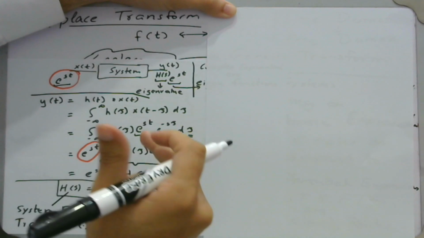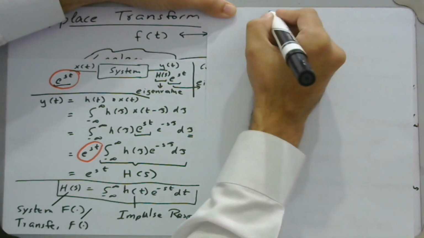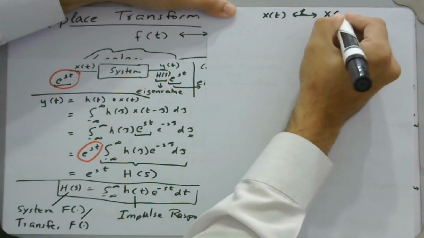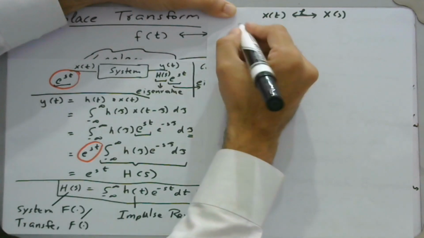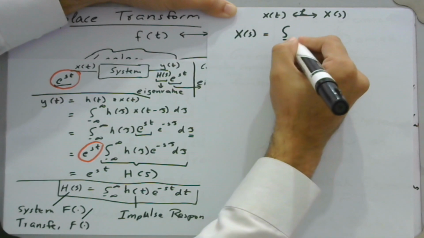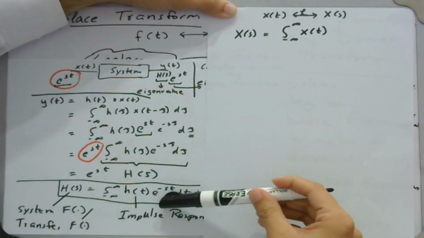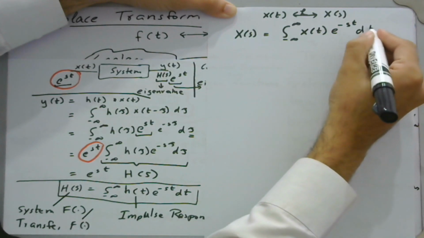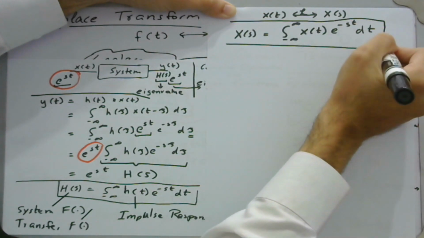So from here we can have a generic expression of the Laplace transform. That is, if you have a time domain signal x(t), what is the Laplace transform of this signal? For the impulse response in time domain, this is our system function. So similarly, X(s) is the integration from minus infinity to infinity of x(t) e^{-st} dt. This is the expression of the Laplace transform.